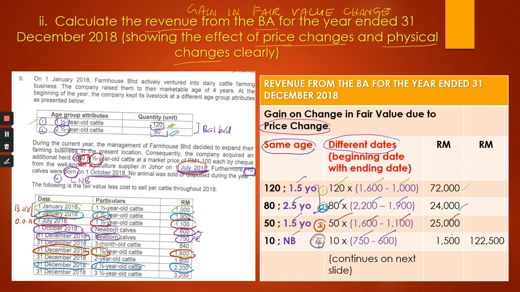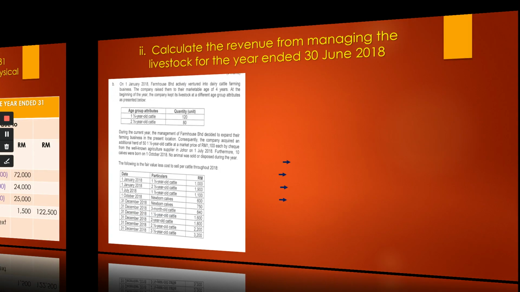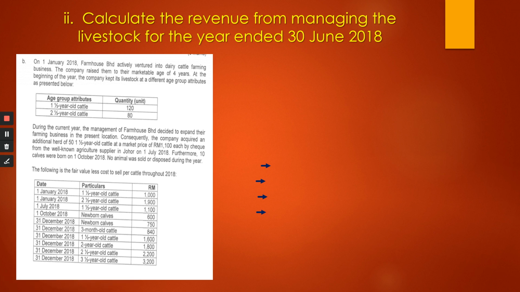Number 4. So you have this figure, the difference times 10. So this total is the total that you have for gain on fair value changes due to price changes. Okay, that was for gain due to price changes. Next one, what we're going to do now is calculate the gain due to physical changes.